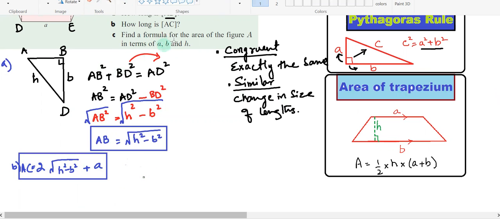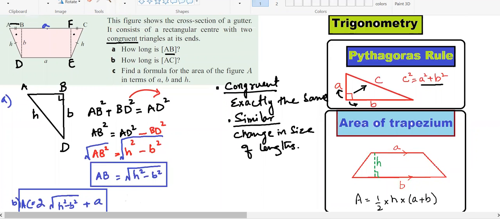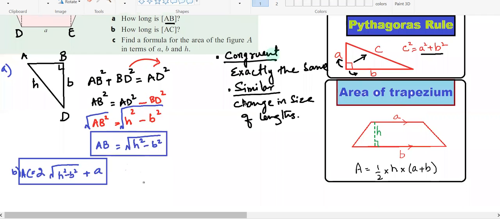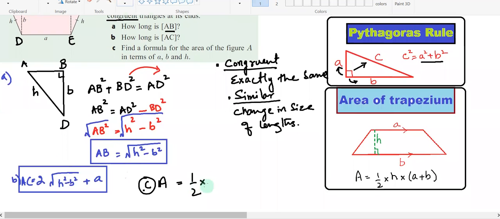Then it says find the formula for the area of the figure A in terms of AB and H. Now look at the area of a trapezium. We have a smaller side and a longer side and the perpendicular distance between them. Our smaller side is A. So for area, this is 1 over 2. Height, what's the height here? The height is the perpendicular distance between the two parallel sides. So B is the height, times the sum of parallel sides.